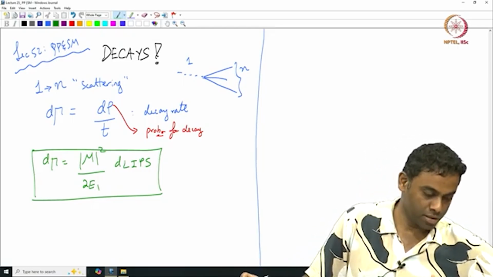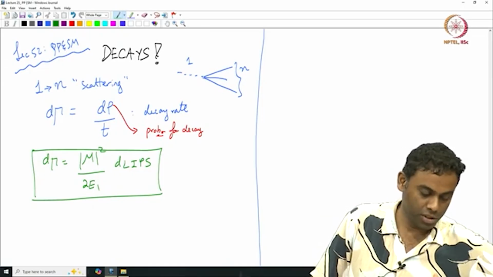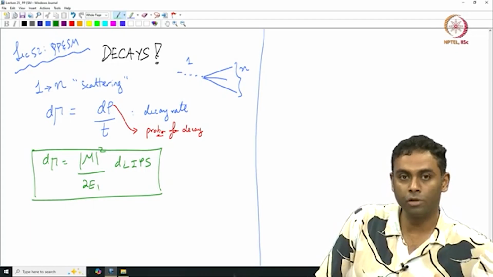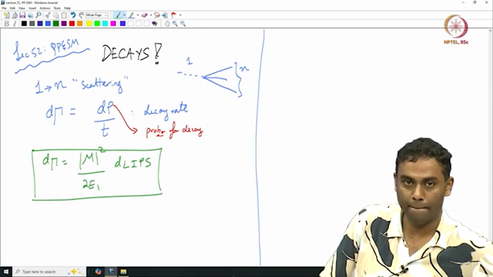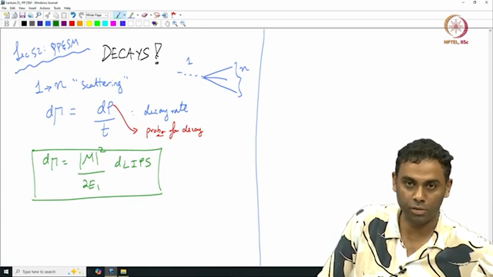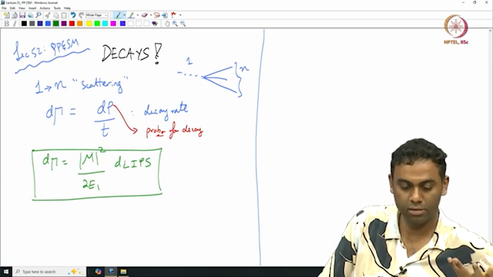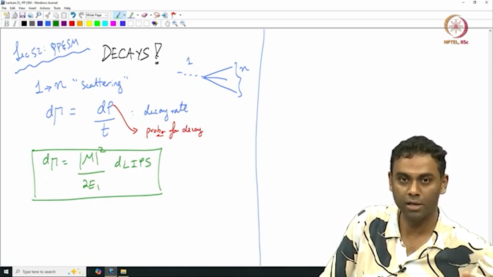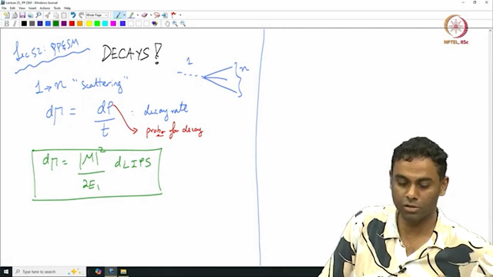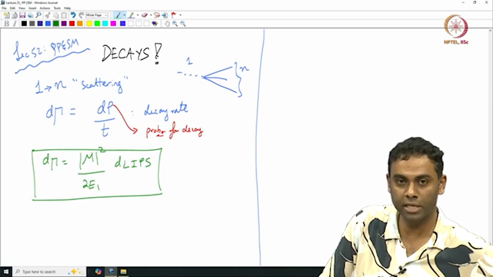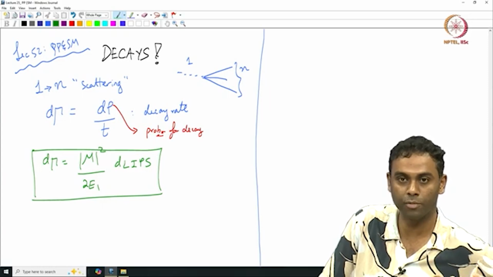Now, this is a general formula, but let's look at three or four useful concepts of decay. Decay is something you would have studied since high school, right? Radioactive decay, decay rate, decay half-life, lifetime, etc. All of these notions are exactly the same here also. It's just that we are seeing it from a more sophisticated point of view, from a quantum field theory point of view.